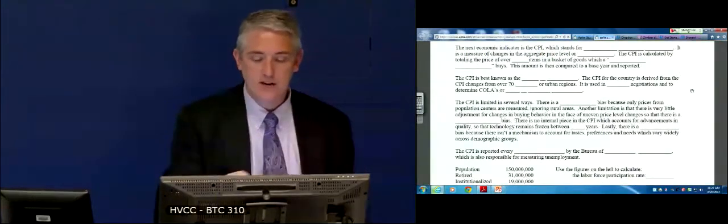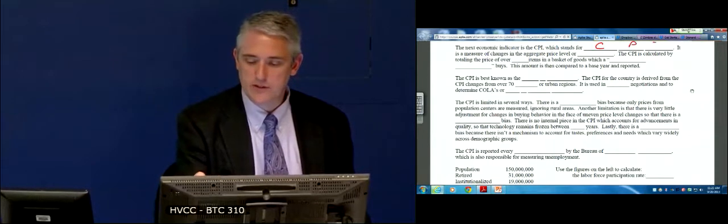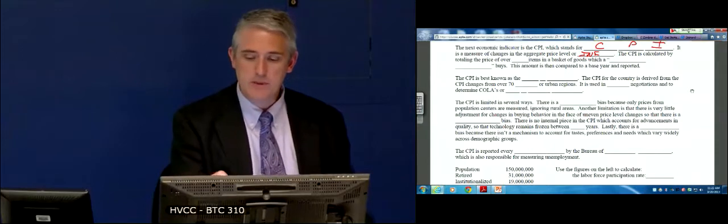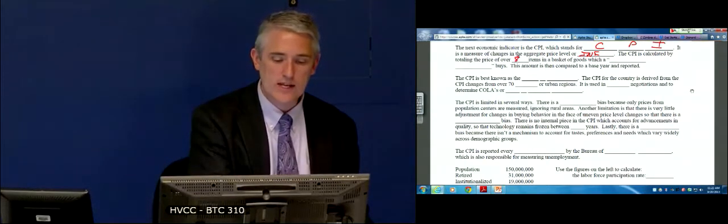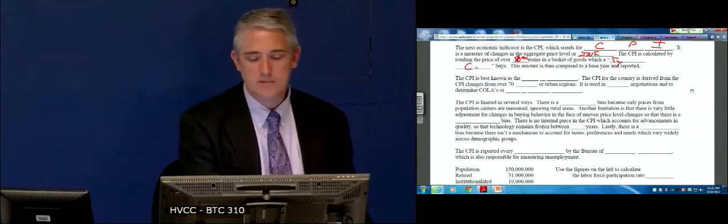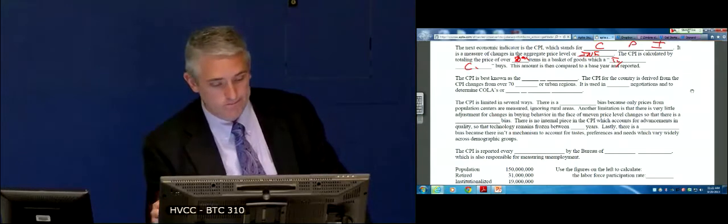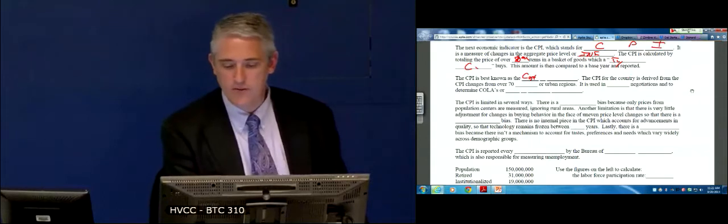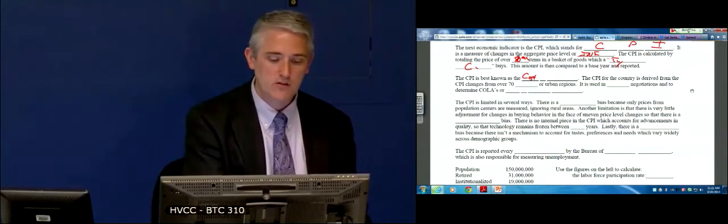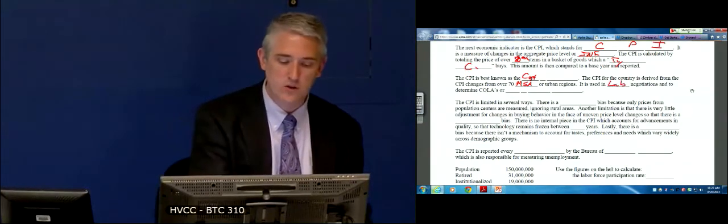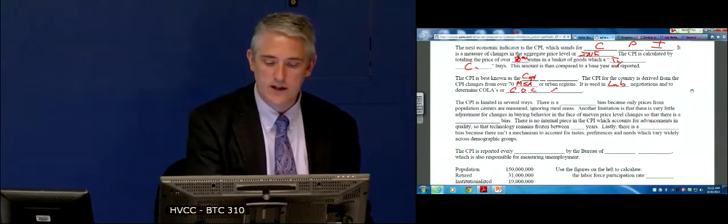The next economic indicator is the CPI, which stands for the Consumer Price Index. It is a measure of changes in the aggregate price level, or also inflation. The CPI is calculated by totaling the price of over 80,000 items in a basket of goods which a typical consumer buys. This amount is then compared to a base year and reported. The CPI is best known as the cost of living, and the CPI for the country is derived from the CPI changes from over 70 metropolitan statistical areas or urban regions. It's used in labor negotiations and to determine COLAs, also known as cost of living allowances.